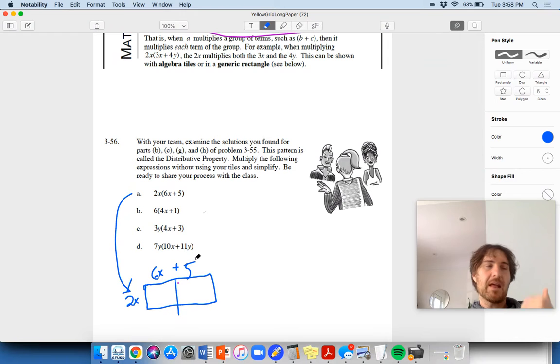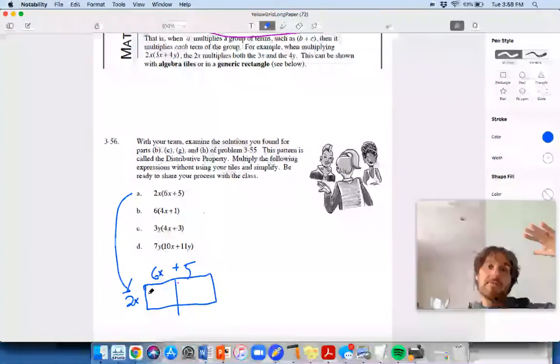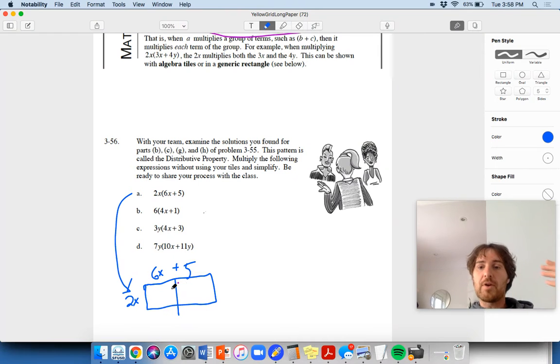5. And I remember that to get the area of a rectangle, it's simply length times width, okay? So my length is 2x, and my width is 6x plus 5. To get the area in terms of pieces, in terms of a sum, area is length times width. And so I just need to multiply this all together, okay? 6x times 2x, well, 6 times 2 is 12. x times x is x squared.